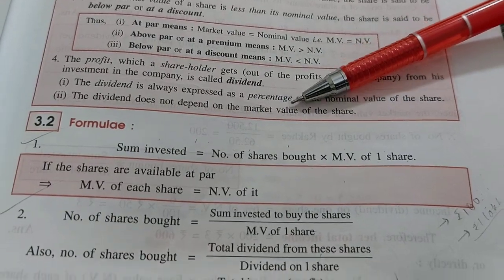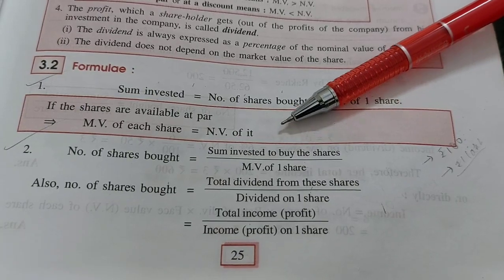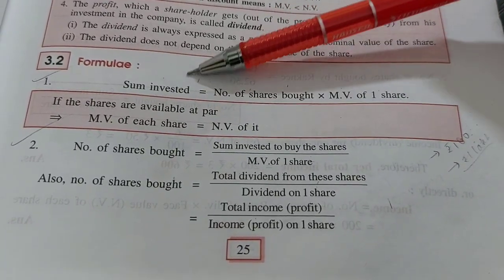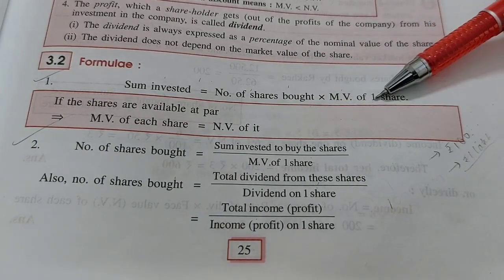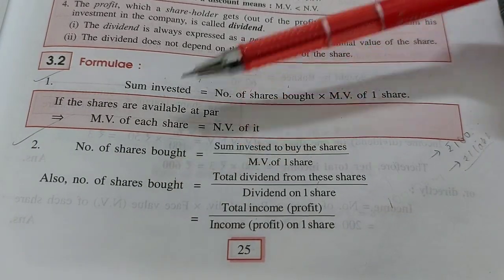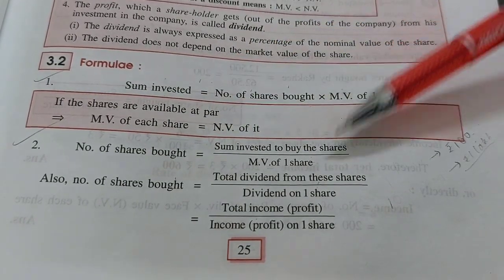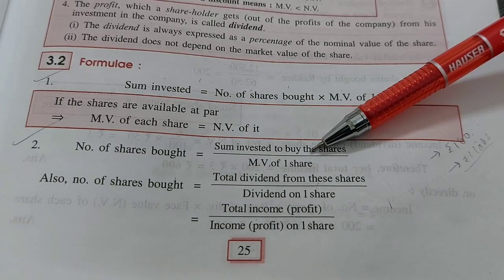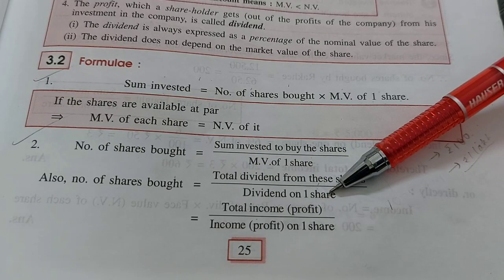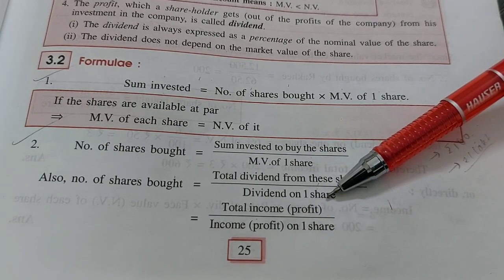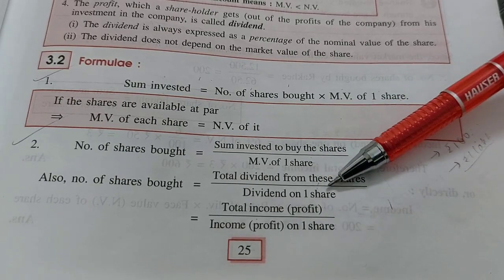Now there are some formulae you have to learn by heart. If you learn these formulae, then the 3A exercise is very easy. First of all, the sum invested is always equal to number of shares into market value of one share. So number of shares is equal to sum invested upon market value of one share. Another way of calculating number of shares is the total dividend you're getting upon dividend on one share. So per share, there's a dividend of 10 rupees and you've got totally 100 rupees as dividend, as income. That means you had 10 shares to begin with.